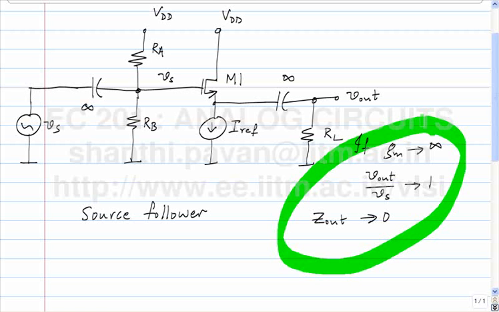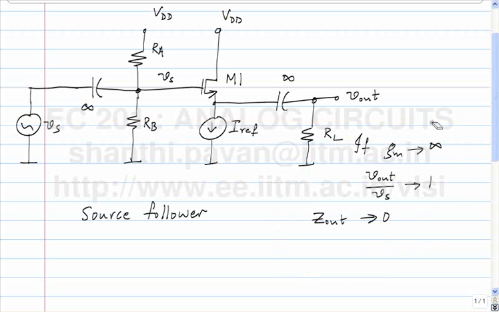Our job next is to figure out what is the maximum amplitude of the sine wave you can put into this amplifier before crazy things start happening at the output. Does that make sense? So how do we proceed? How do I figure out the amplitude of the largest sine wave I can put in before the transistor gets out of saturation? We have done this with the common source.